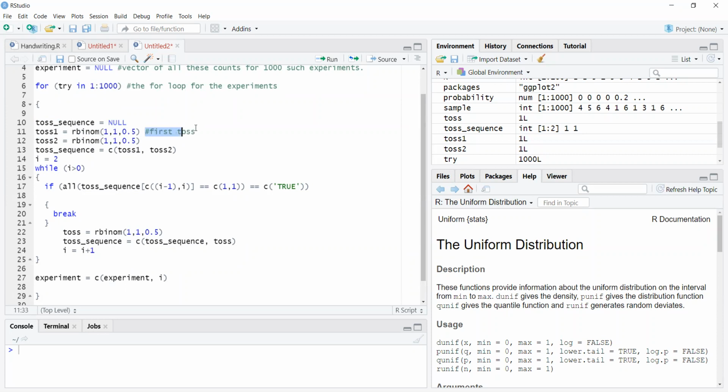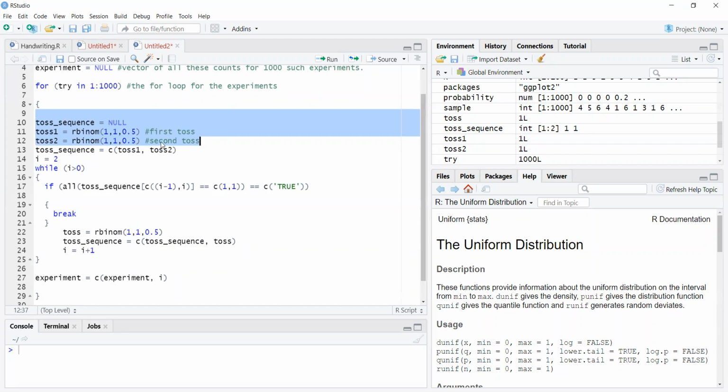This is the second toss. Why I'm doing the first toss and second toss not inside the for loop, you will understand, because it's like a recurrence relation, where you need to define the first step and second step. I will tell you. So this is the initial step. You do the first toss and second toss, and you save it.